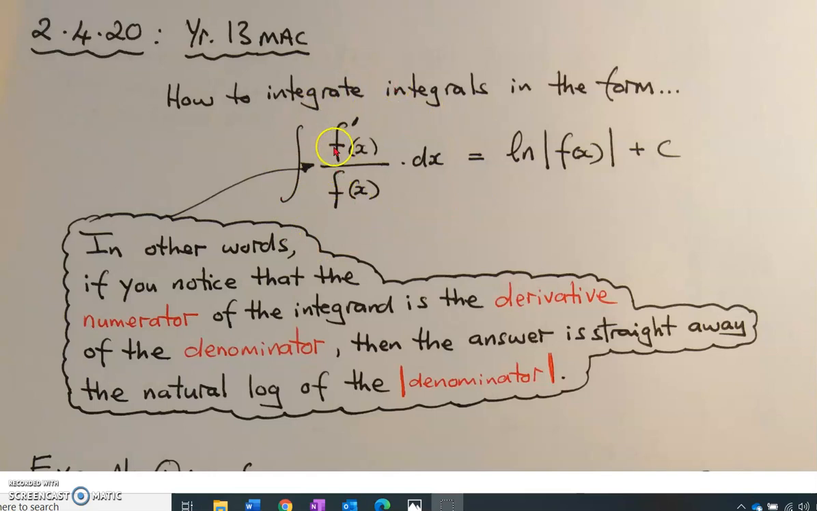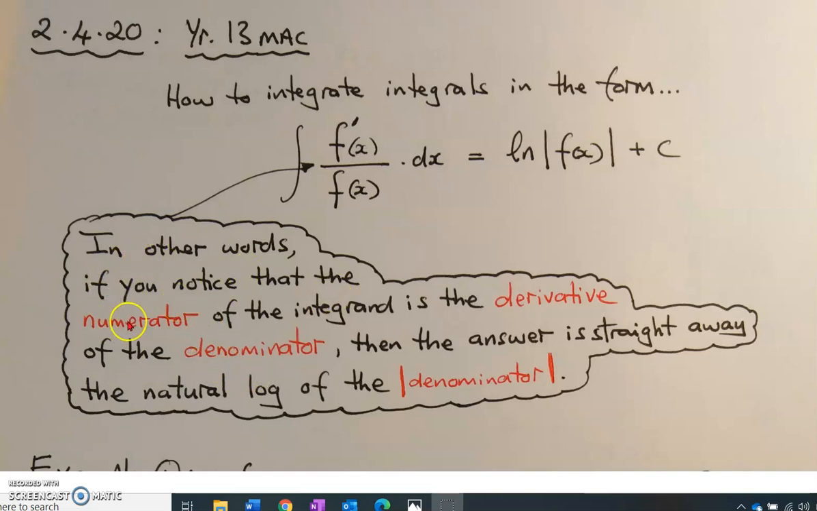It says that you've got a derivative of a function on the top, the numerator, and the original function is in the denominator. If you recognize this, then the answer is straightforward. It's the natural log of the original function. That's it.